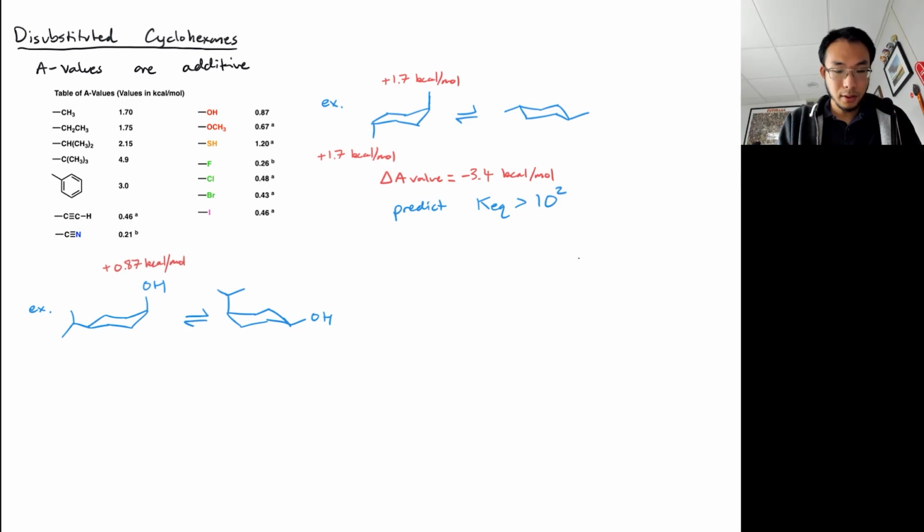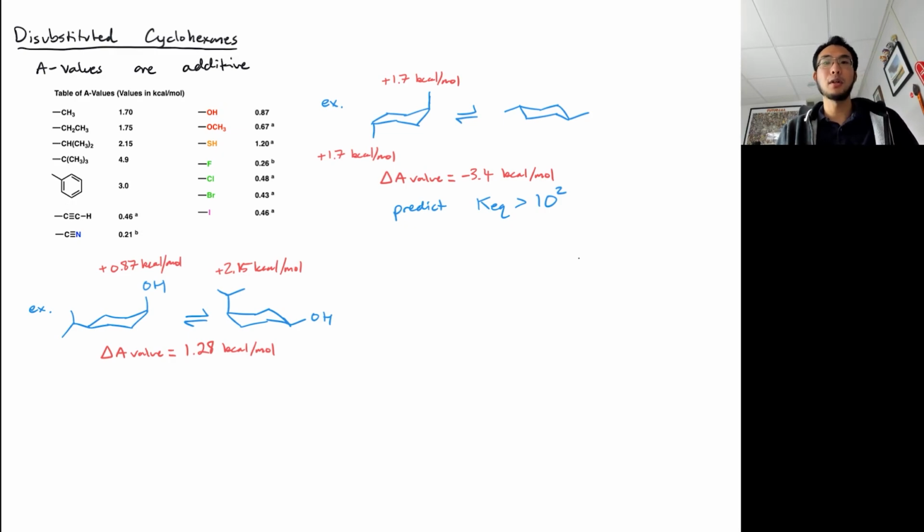The alcohol in the axial position is worth 0.87 kilocalories per mole. The isopropyl group in the axial position is worth 2.15 kilocalories per mole. That leads me to 1.28 kilocalories per mole as a value for the delta A value. And then that allows me to predict that the equilibrium constant here would be about 1 over 10, because now we're favoring the left side of this equilibrium.